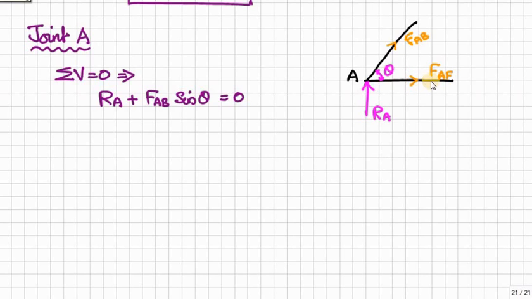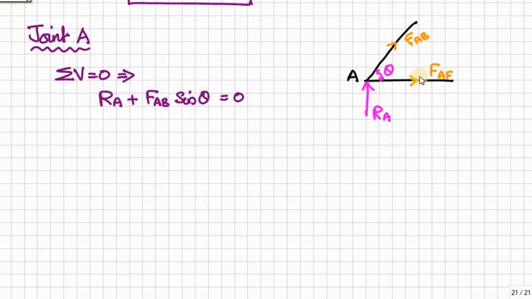Because in sigma H is equal to 0, this RA won't come. Only FAF and the horizontal component of FAB. Therefore, first we apply sigma V is equal to 0. In sigma V is equal to 0, only vertical forces are involved. The vertical forces in this joint are RA and the vertical component of FAB. How to calculate the vertical component?